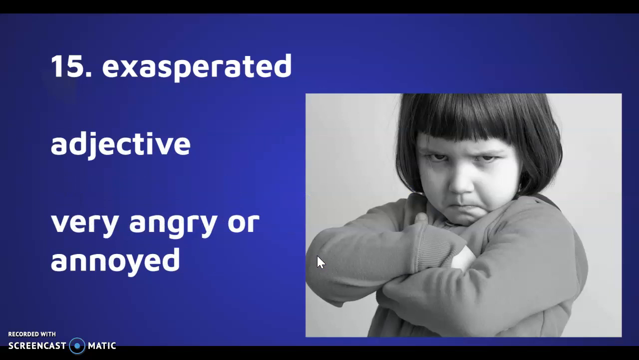So here we see a young girl who is angry or annoyed. So we could say that she is exasperated. And just think of how much better a word this is than just saying, oh, I'm angry or I'm annoyed. I'm exasperated. You can say that with a little anger maybe to remember the word.